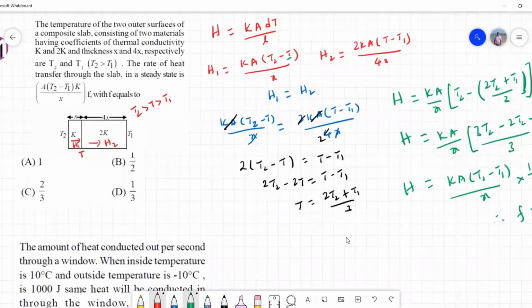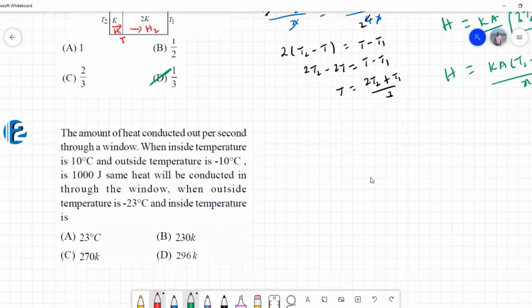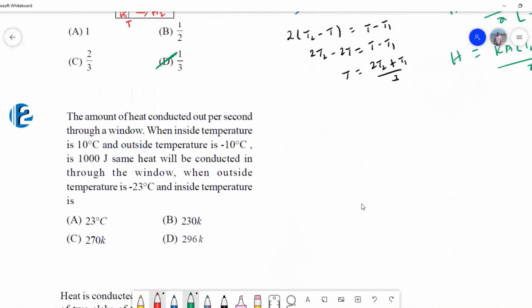Because the total value is KA dT, KA into T2 minus T1 by x times F. So the answer F is 1 by 3. It's a very good problem, a simple problem. Let's move on to problem number 2.